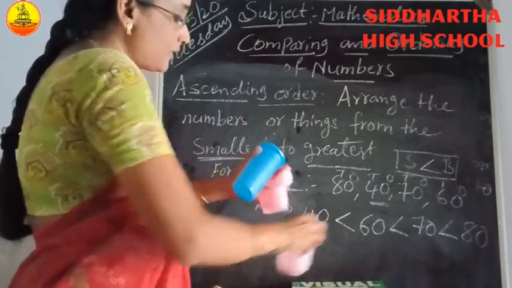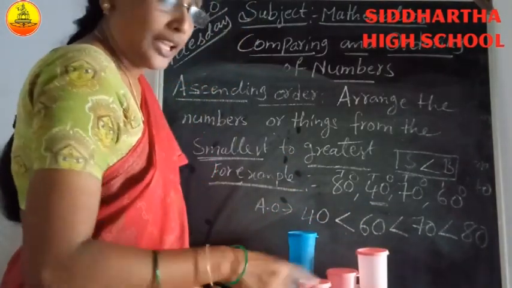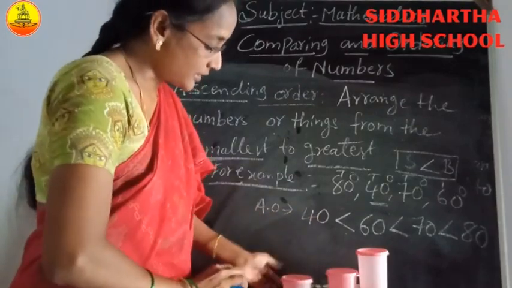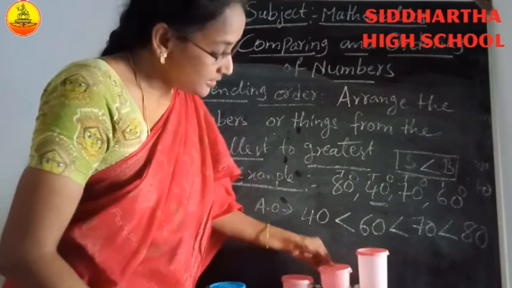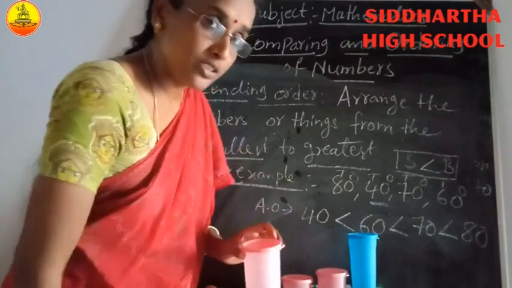In these 4 things, which is the smallest? I think this is the smallest. Yes, so you can arrange this one first. Next one is this one. Is it correct? No.